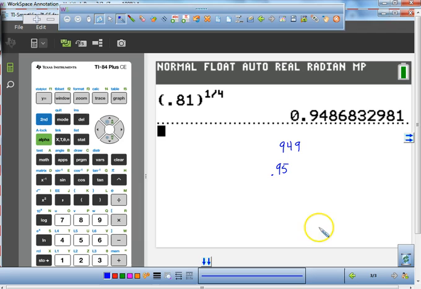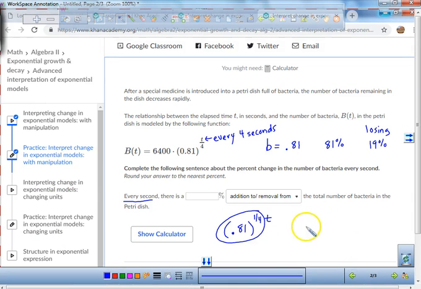0.95. So here's your new equation. I'm going to go back a page right here. Write your new equation: B of t equals 6,400 parentheses 0.95 to the power of t. So every single second, what's it being multiplied by? It's being multiplied by 95%.